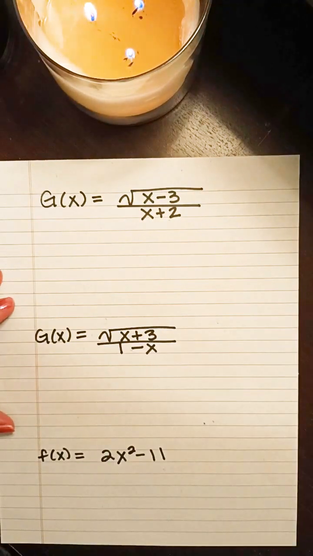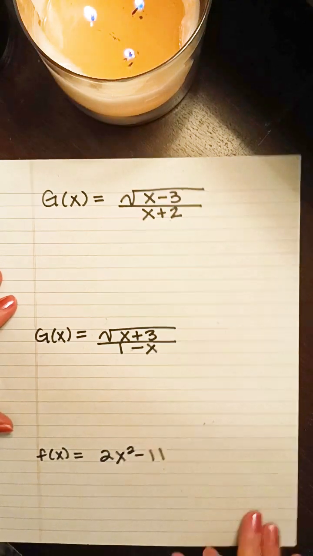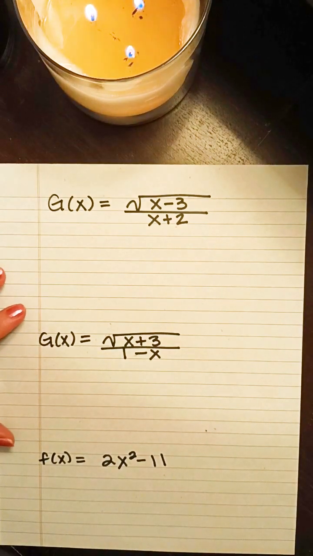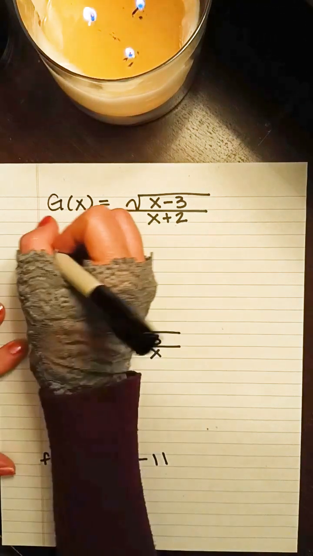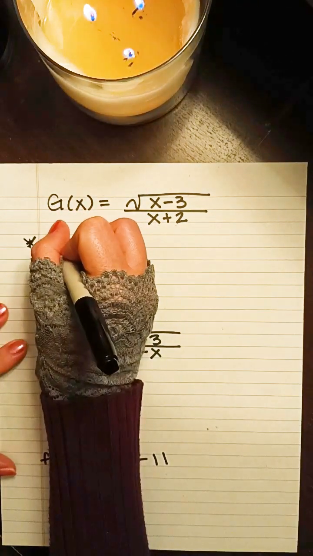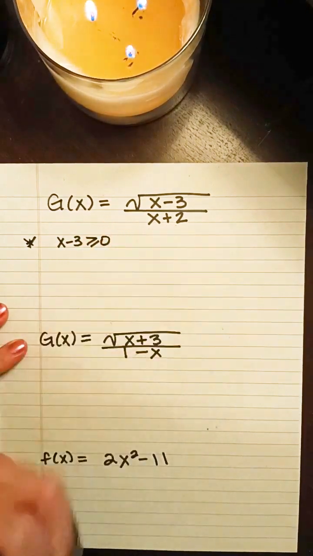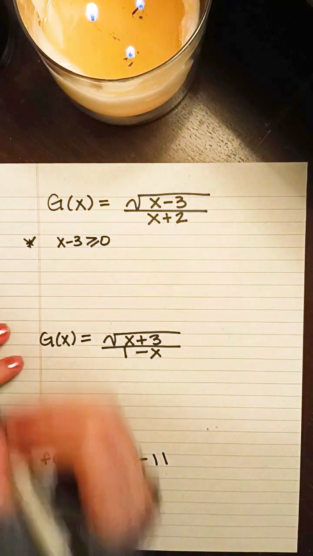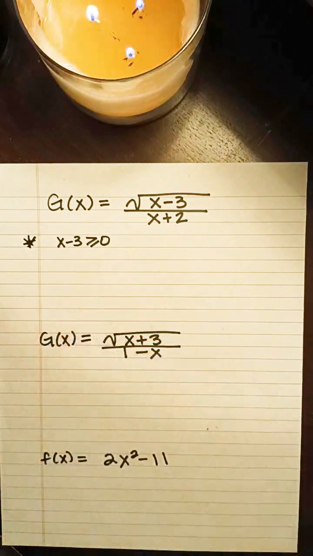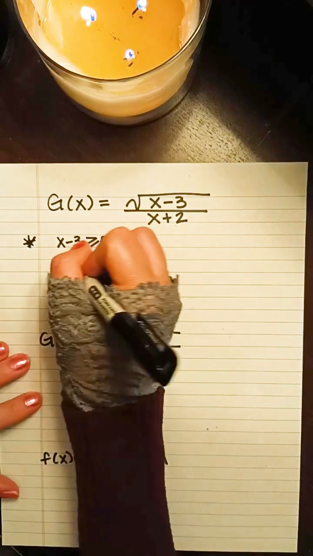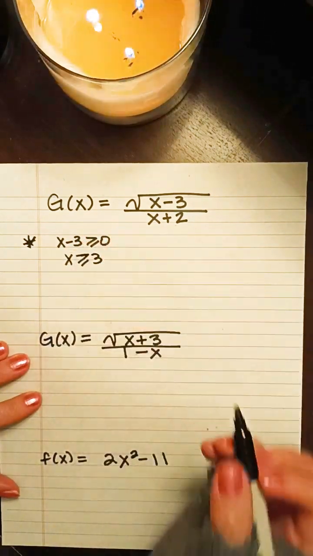Okay. Now I have this function, and I have an even root and a variable in the denominator. And when that happens, we have to watch out for both and find the overlap, where those intersect, and that's our answer. So first, x minus 3 is greater than or equal to 0, because that's an even root. I have to make sure the expression underneath that even root, which is called a radicand, is greater than or equal to 0. So x has to be greater than or equal to 3.